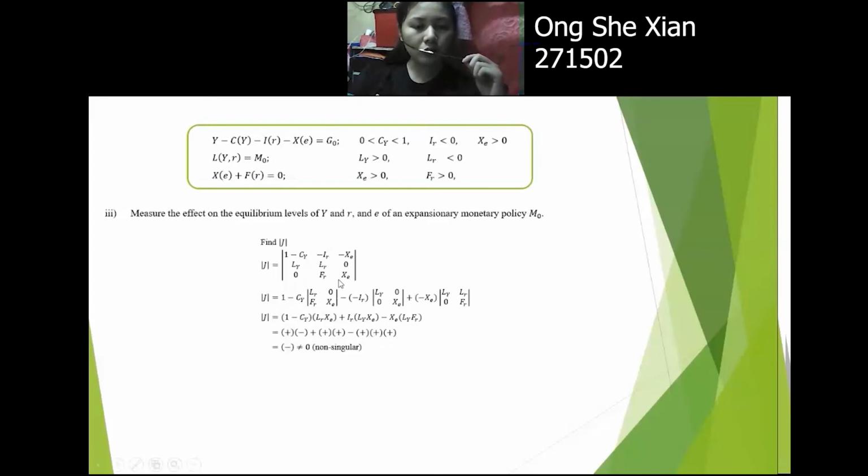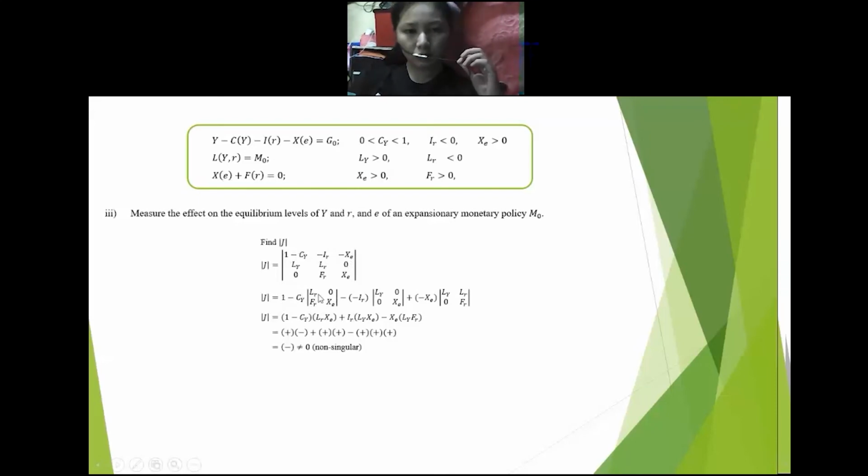For this question, first we have to find the Jacobian determinant. Let me start with 1 minus cy. We have to eliminate the first row and first column, then it will leave Lr, 0, Fr, XE. And then 1 minus cy times the determinant of the 2 by 2 matrix, then minus negative Ir, then eliminate the first row and second column, we will get Ly, 0, 0, XE. And then plus negative XE, eliminate the first row and third column, we will get Ly, Lr, 0, and Fr.